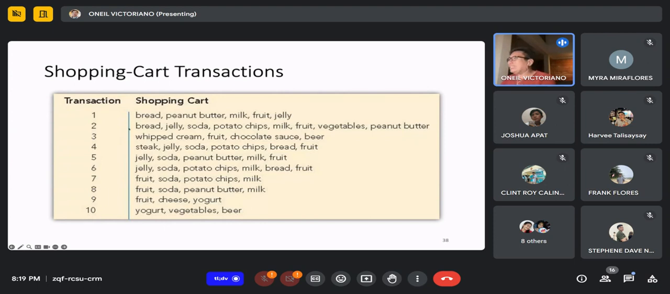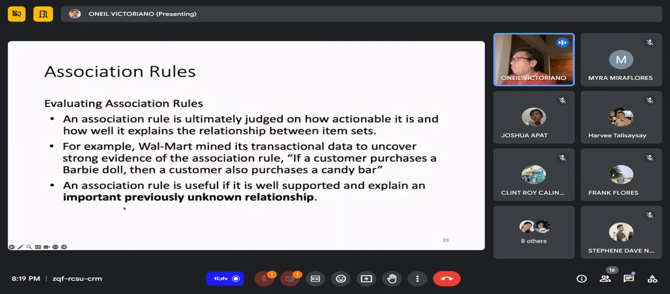Different transactions, different shopping carts, and in a market basket analysis we can look at buying patterns: whatever is frequently bought, it probably comes with something else. For example, if someone has jelly and soda, what would they buy next? Could it be milk, or chips? The idea of association rules is to be able to explain important, previously unknown relationships.